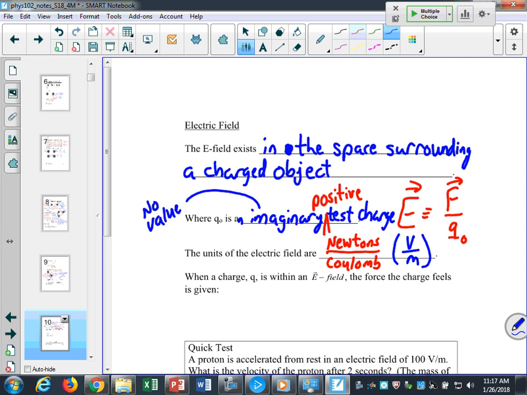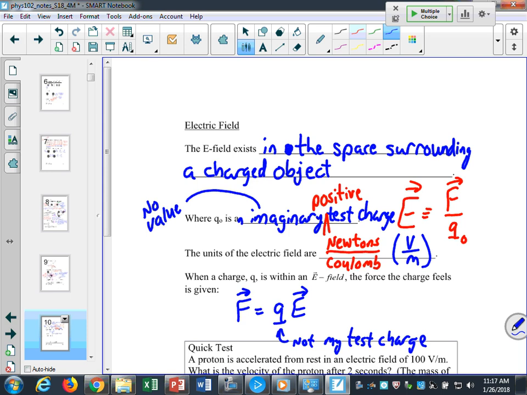Now, when you have a charge within an electric field, then the force that that charge feels is equal to Q times the electric field. Now this is not my test charge. This just says if I have a charge within an electric field, then what is the force that it feels?